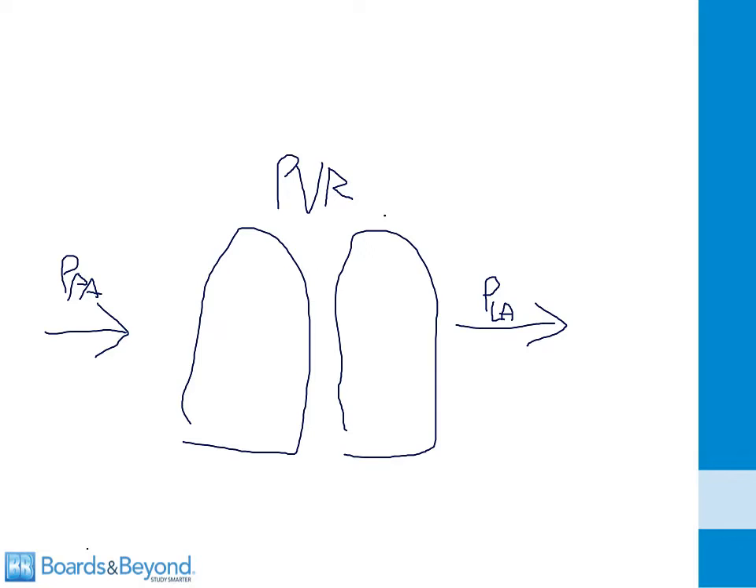So if you understand this, then it's easy to appreciate that if the vascular resistance goes up or if the left atrial pressure goes up, these two things are going to cause the pressure in the pulmonary artery to become high, and that's what leads to pulmonary hypertension.